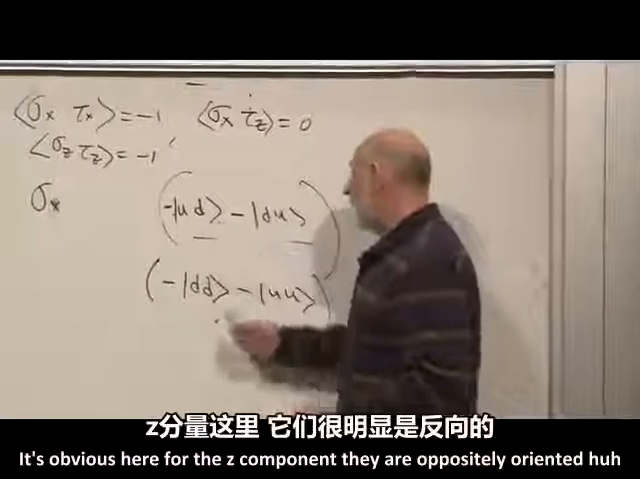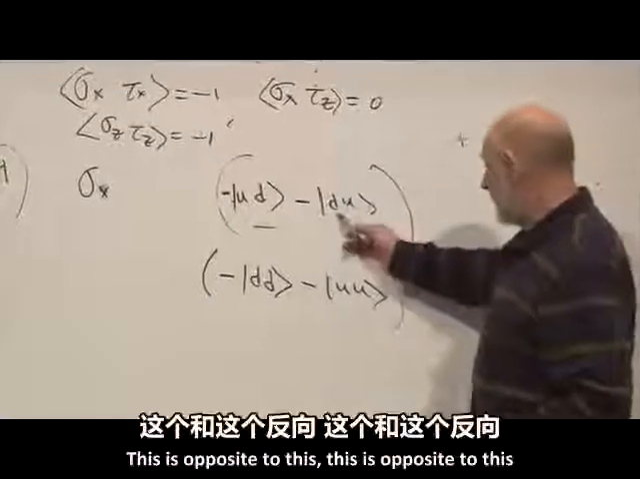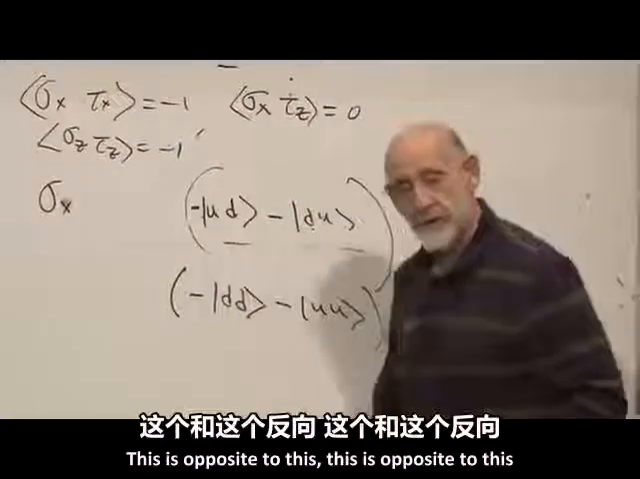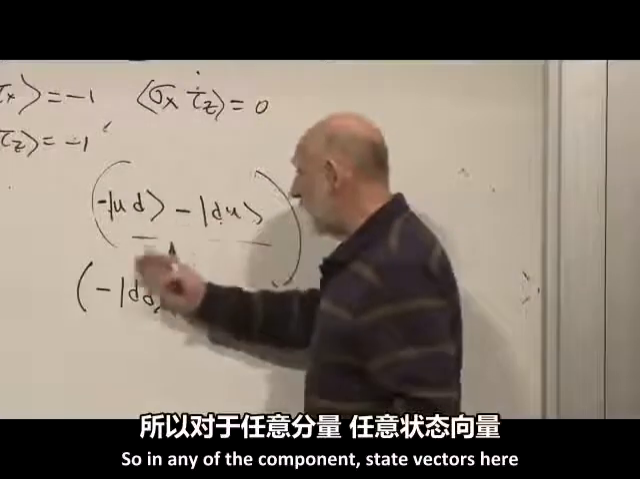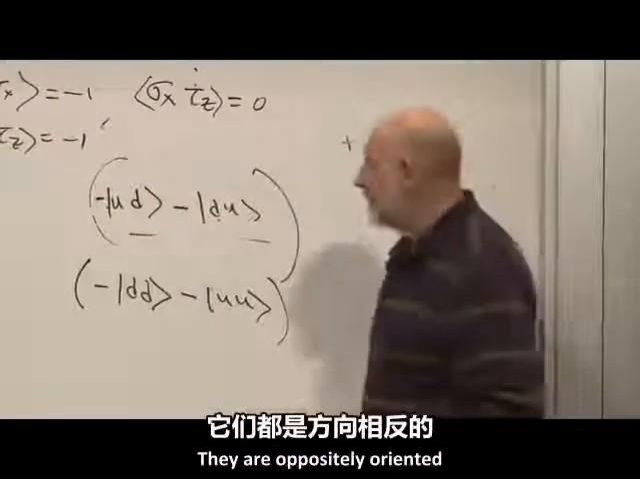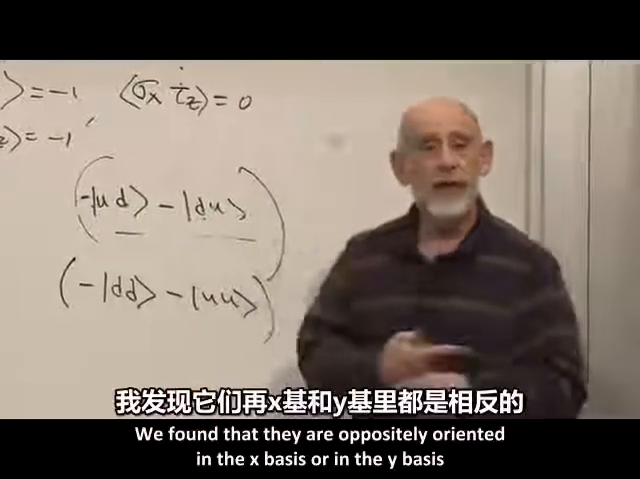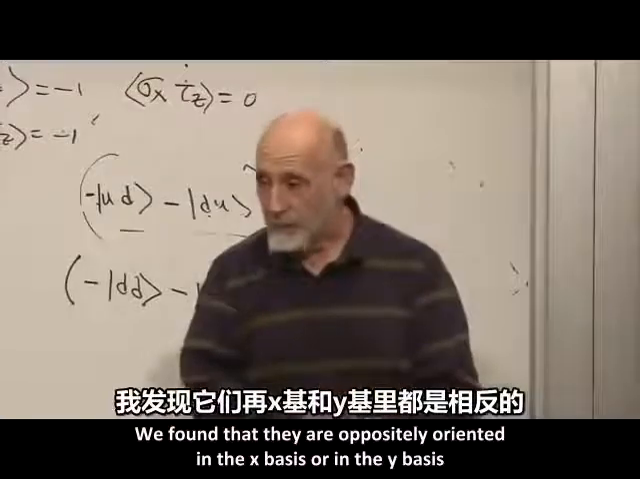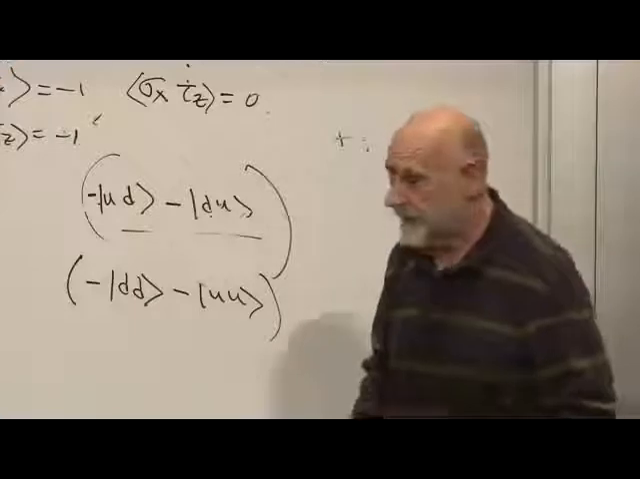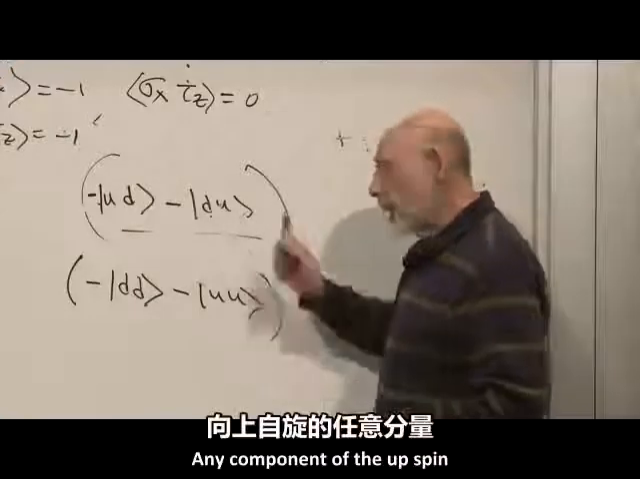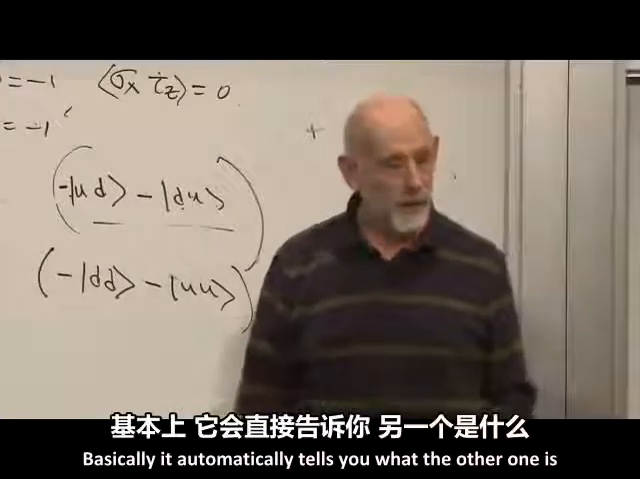It's obvious here that for the z component, they're oppositely oriented, huh? This is opposite to this. This is opposite to this. So in any of the component state vectors here, they're oppositely oriented. But we also found something else out. We found out that they're oppositely oriented in the x basis or in the y basis. Any one of the bases, if you measure any one of the spins, any component of the spin, it automatically tells you what the other one is.